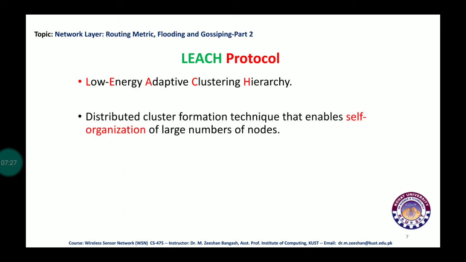So what happens in this type of protocol, this LEACH protocol tries to self-organize for a large number of nodes. It divides the whole network into a group of clusters, and then cluster heads, and selects these clusters, and then starts communicating within the cluster and between the cluster heads.